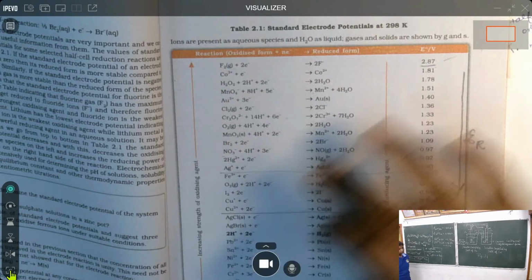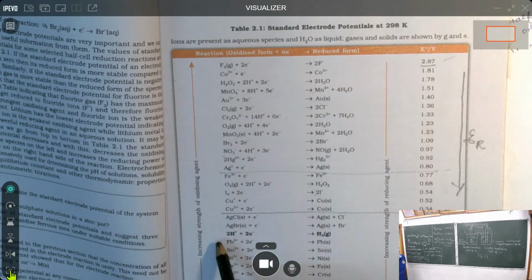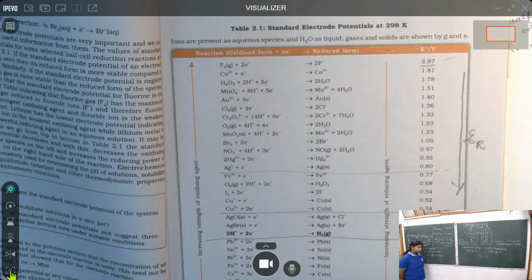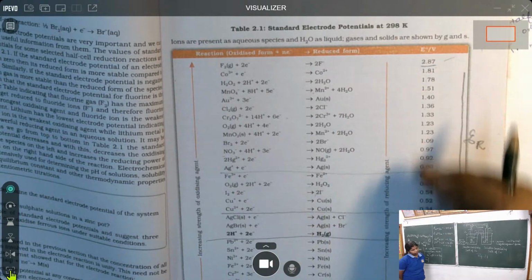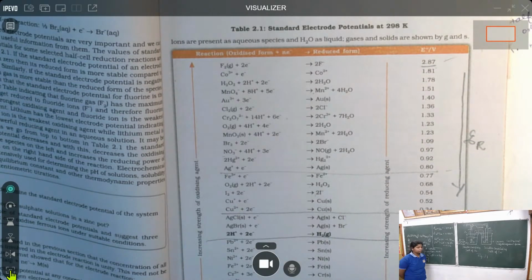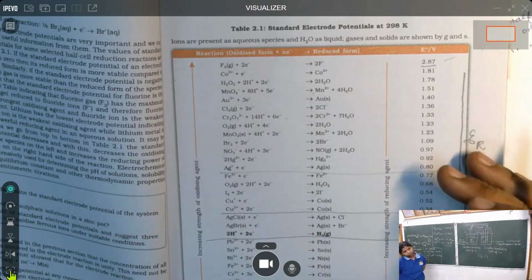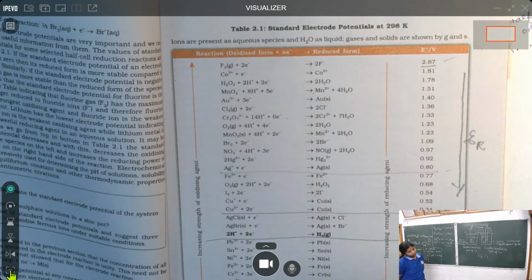When we compare this, down the group, for hydrogen it is 0. The standard electrode potential for hydrogen is called the standard hydrogen electrode, SHE. It is always taken as 0. So above that it is plus, below that it is minus. Do you understand? When we compare two electrodes, based on the value we can judge whether an electrode should be kept as anode or cathode.